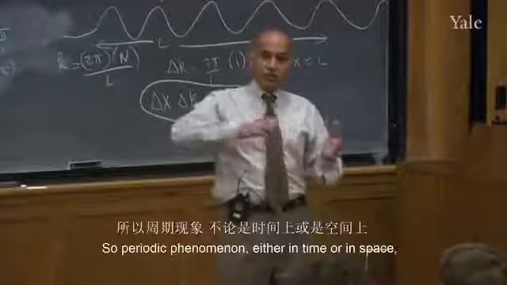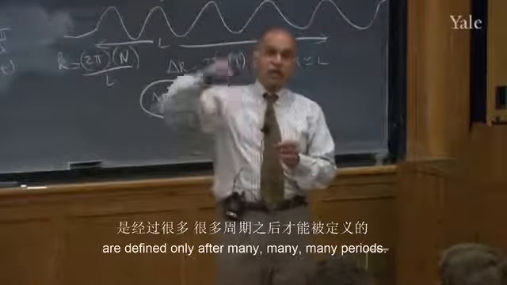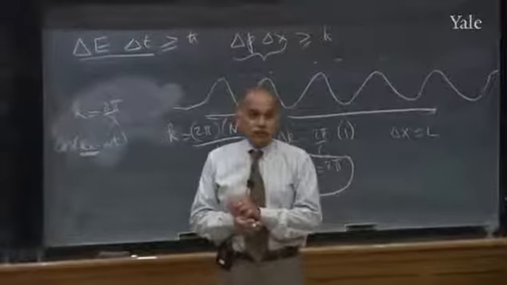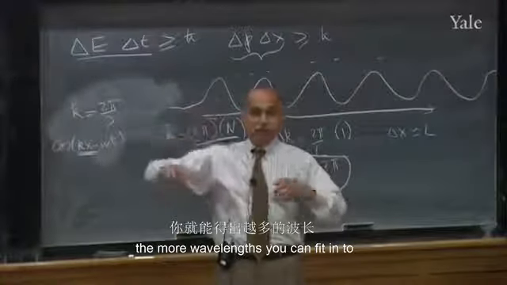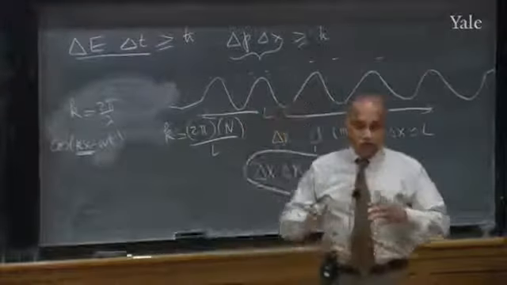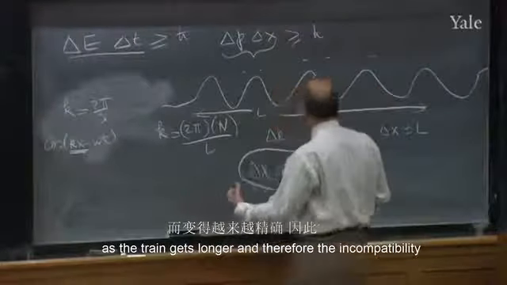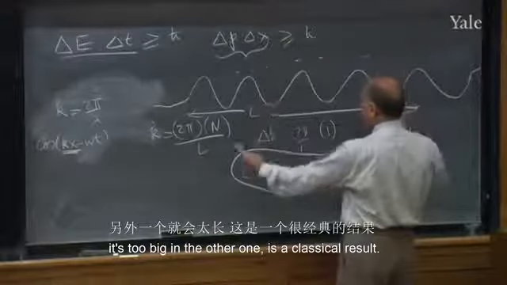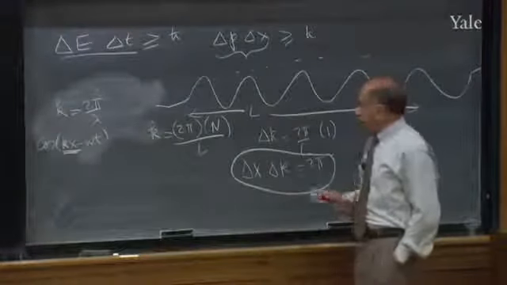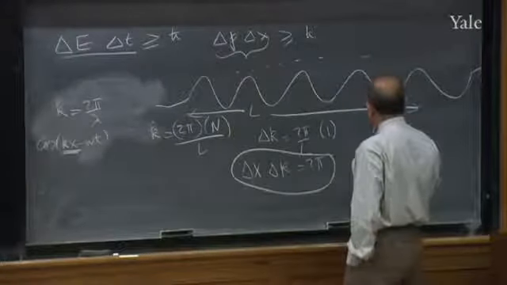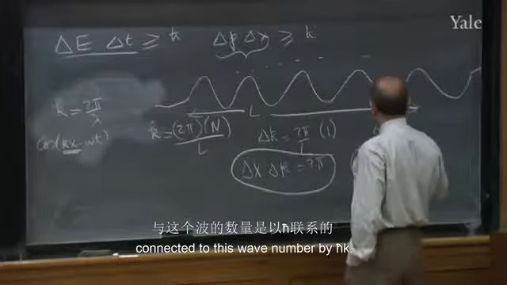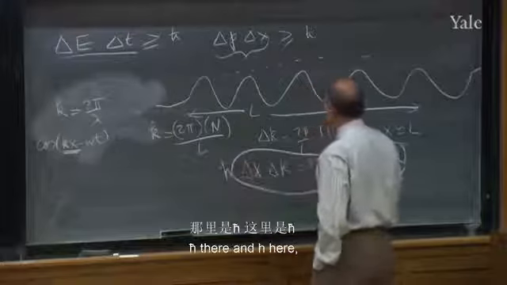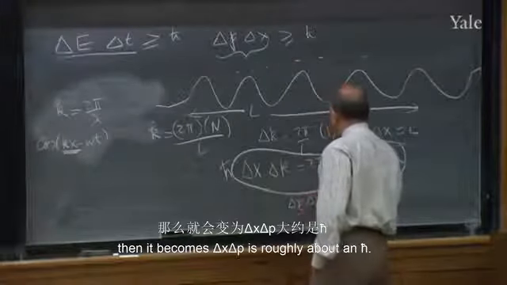So a periodic phenomenon, either in time or in space, is defined only after many, many periods. Therefore, a wavelength cannot be defined for an arbitrarily short interval. In fact, the longer the interval, the more wavelengths you can fit in to say that's my wavelength. So wavelength gets more and more defined as the train gets longer, and therefore the incompatibility between wavelength and the length of the train, the fact that if it's too short in one, it's too big in the other one, is a classical result. Quantum mechanics comes in with a new relation that the momentum of a particle is connected to this wave number by h bar k. You multiply both sides by h bar, get h bar there and h bar here, then it becomes delta x delta p is roughly of order h bar.